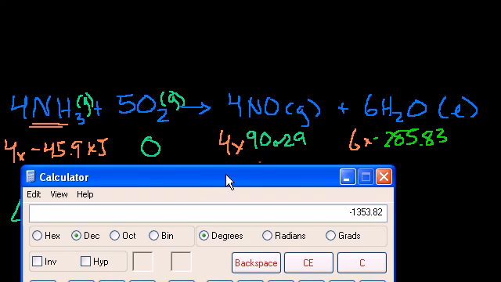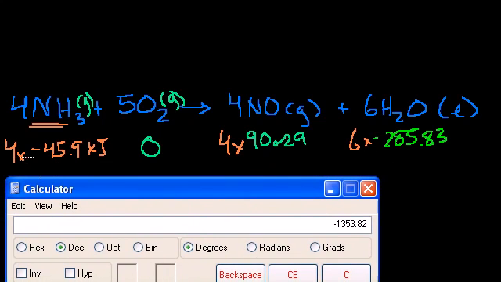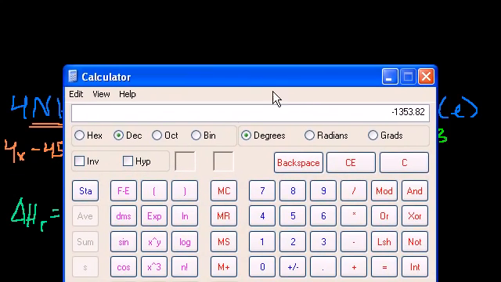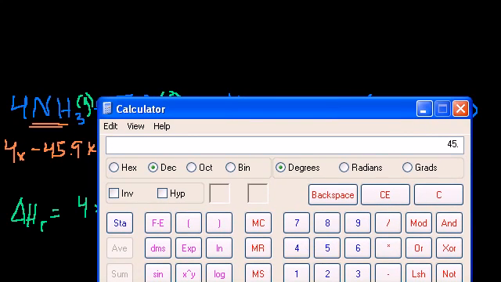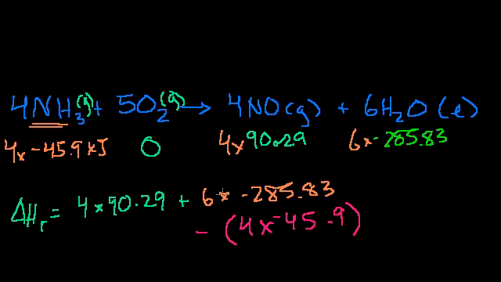And now we want to subtract from that 4 times minus 45.9. So we want to subtract, so minus 4 times minus 45.9, is equal to minus 1170. So our delta H of this reaction is equal to minus 1170 kilojoules for this reaction.